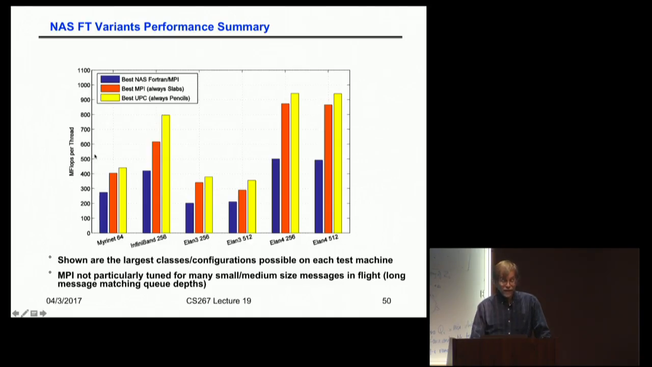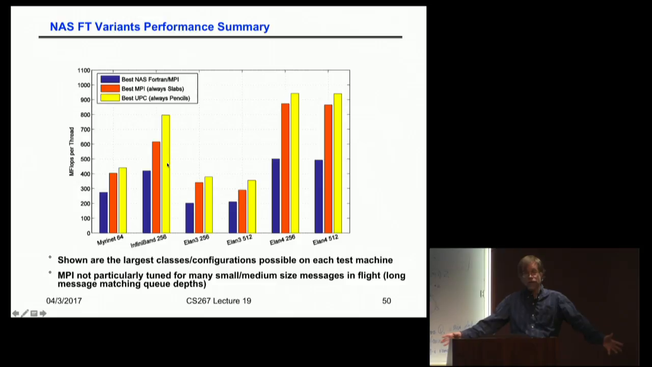So finally, here is the summary. And so the vertical axis is megaflops, so up is good. And I'm comparing the downloaded Fortran plus MPI code, so not optimized at all, on all these different platforms. The next version, the orange one, is the best possible MPI code, which was always using slabs, so the middle-sized messages. And the yellow is always the best UPC code speed, which always sends the pencils, which is the most messages of the smallest size. And you can see that that is the one that's always winning.